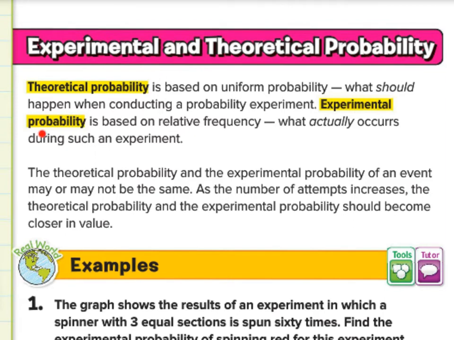So experimental versus theoretical. The theoretical probability and the experimental probability of an event may or may not be the same. As the number of attempts increases, the theoretical probability and the experimental probability should become closer in value.